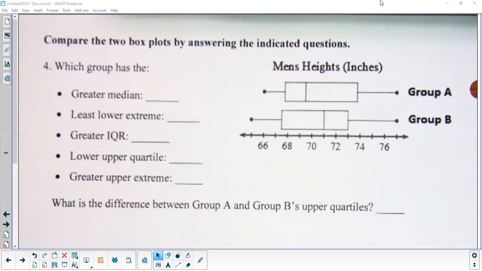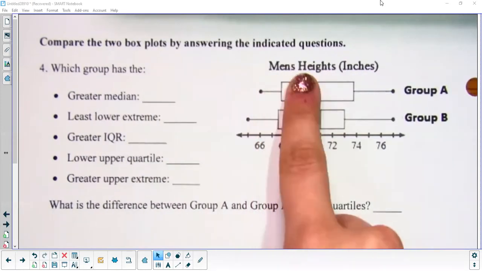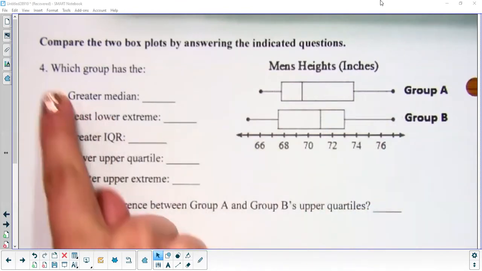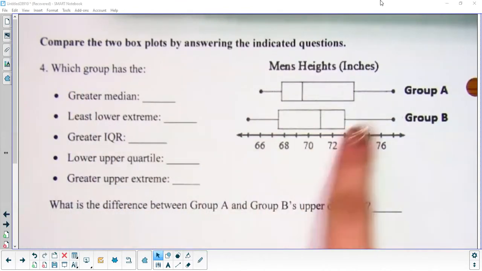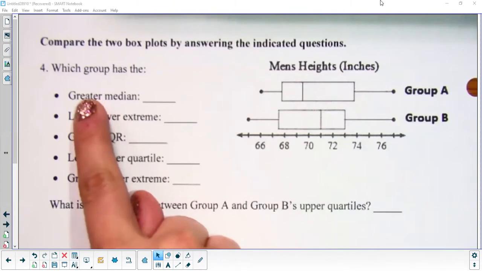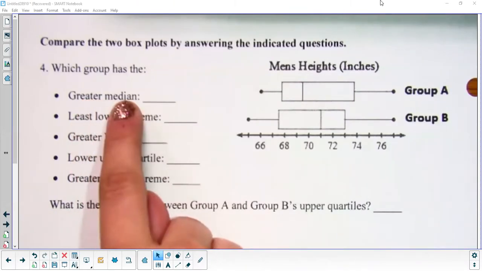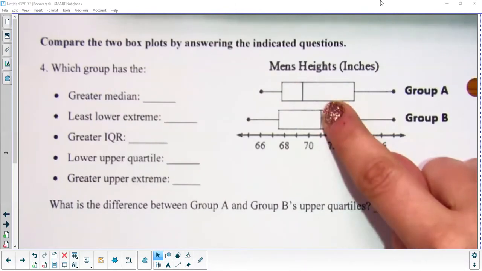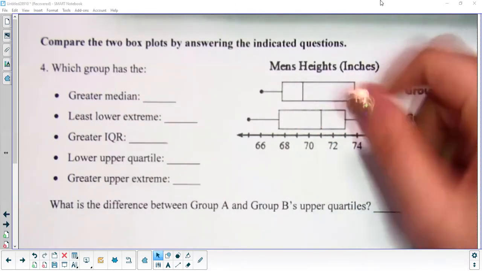It's comparing the two box plots, and this is because we are doing the back side for a test question, all right? So we're going to look at men's height in inches. We've got group A and group B. We're going to answer these questions based on the box plot here, all right? So which group has the greater median, all right? The greater median. Well, the median is the middle of the box. So here I've got 71.